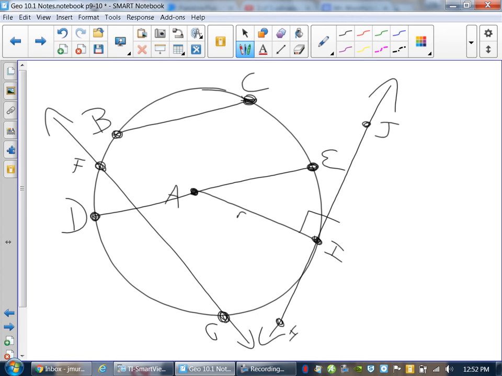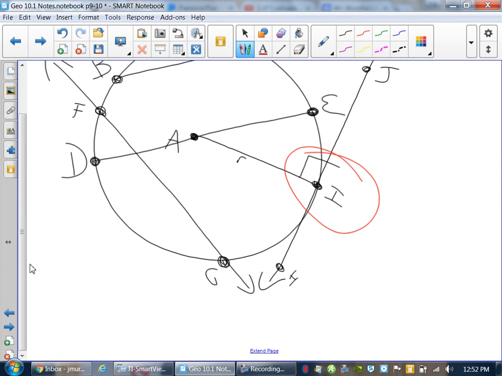Now, one thing that we forgot to mention yesterday: the point where a tangent hits a circle is called the point of tangency. I just forgot to throw that in there. The point where the radius hits the tangent, where it's perpendicular, is called the point of tangency. Oh, I just want to add that.